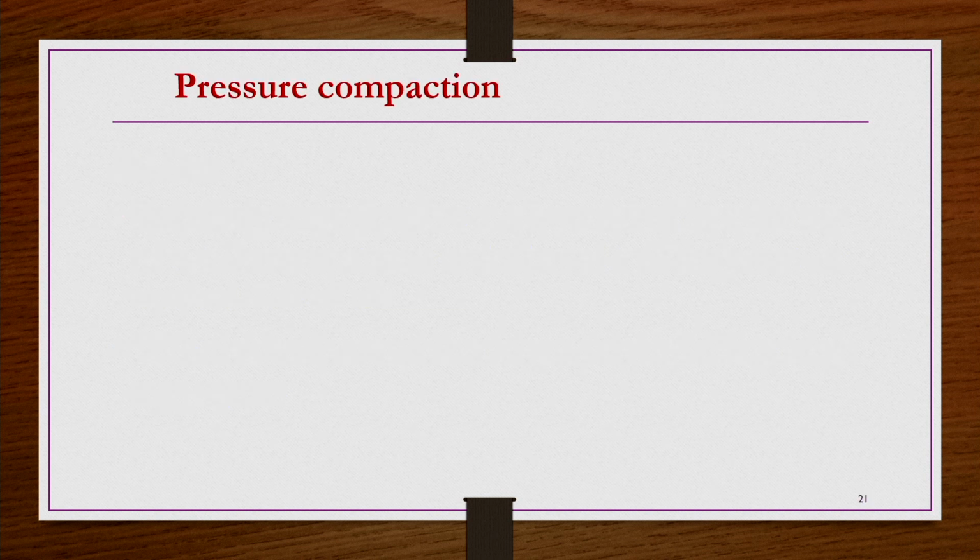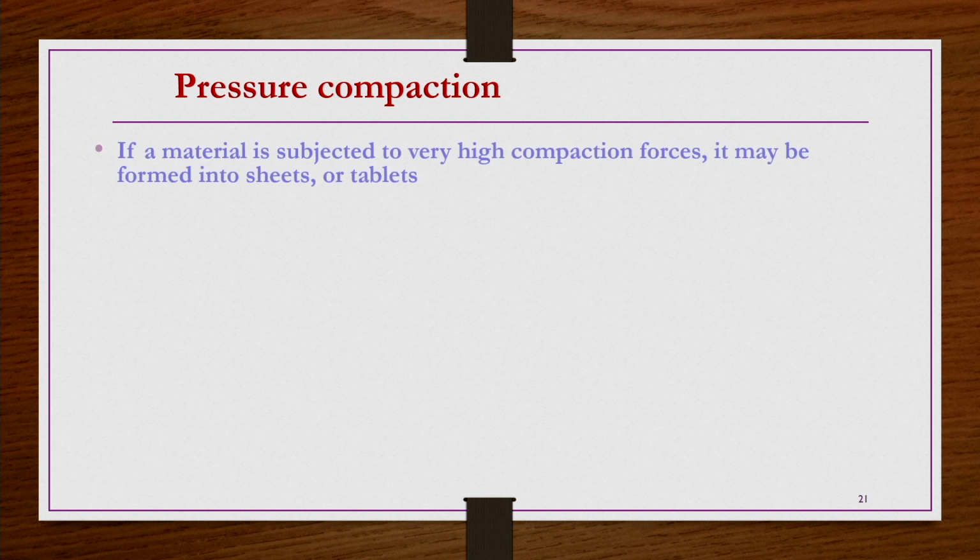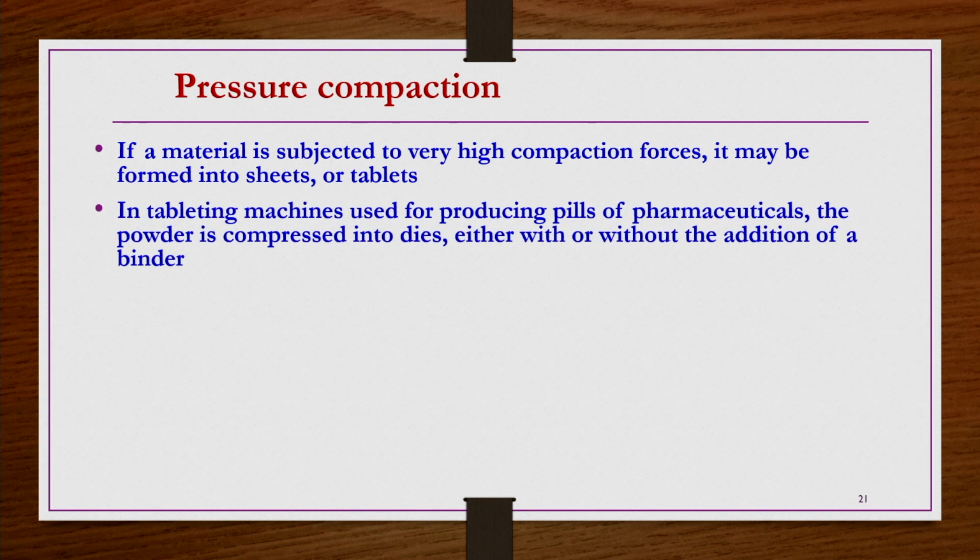Then the last one is the pressure compaction method. In order to do size enlargement, it is very much used in pharmaceutical industries. If a material is subjected to very high compaction forces, it may be formed into sheets or tablets. In tableting machines used for producing pills of pharmaceuticals, the powder is compressed into dies either with or without the addition of a binder, as per the requirement of the active ingredient of the fine powder that we have taken.